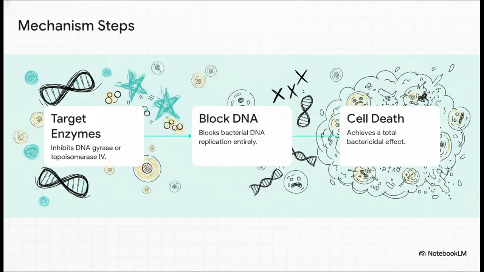And all of this builds into a perfectly lethal chain of events for the bacteria. Step 1. The drug targets either that DNA gyrase or topoisomerase IV, depending on the bug. Step 2. By knocking out those crucial enzymes, it completely blocks DNA replication inside the bacteria. And finally, Step 3. Stripped of its ability to replicate, the bacteria dies. The drug doesn't just slow the infection down, it achieves a full bactericidal effect, completely eliminating the threat.